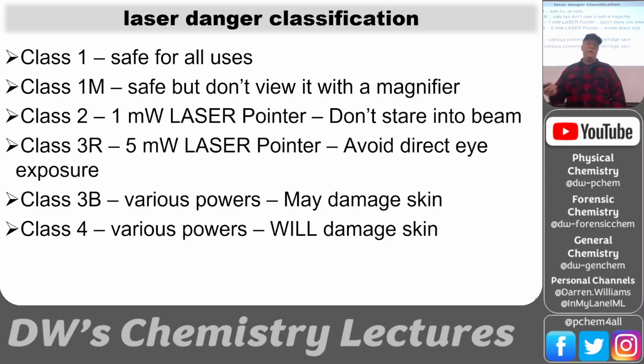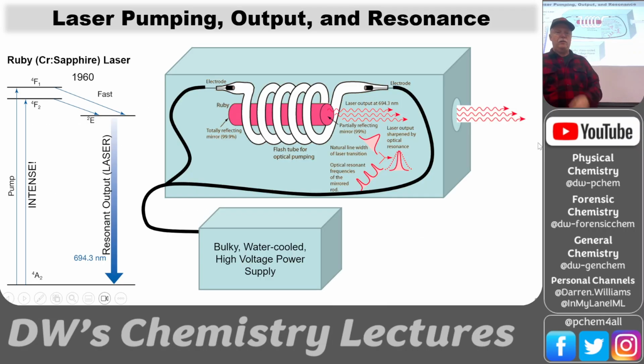Now, class 3B or 4, they may damage skin or will damage skin, and so those can be quite dangerous. Here's another kind of laser. This is the ruby laser, probably the first laser, 1960. We've had lasers for a long time.